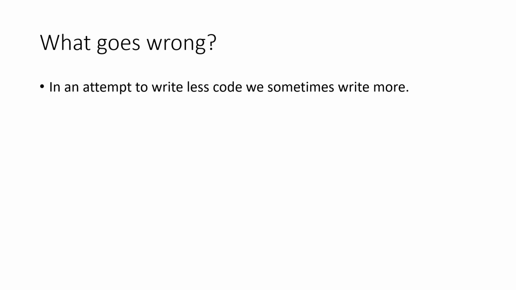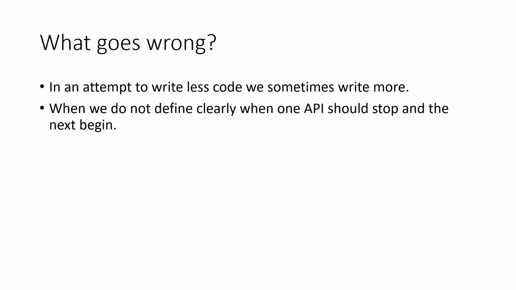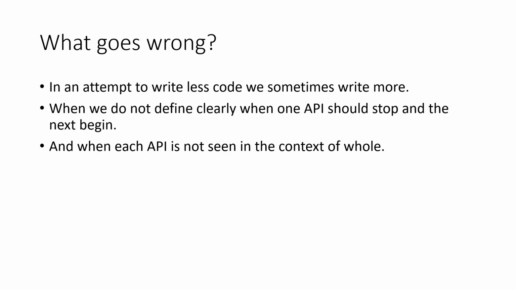What normally goes wrong in this process? In an attempt to write less code, we sometimes write more. When we do not define clearly when one API should stop and the next begin. When each API is not seen in the whole context.